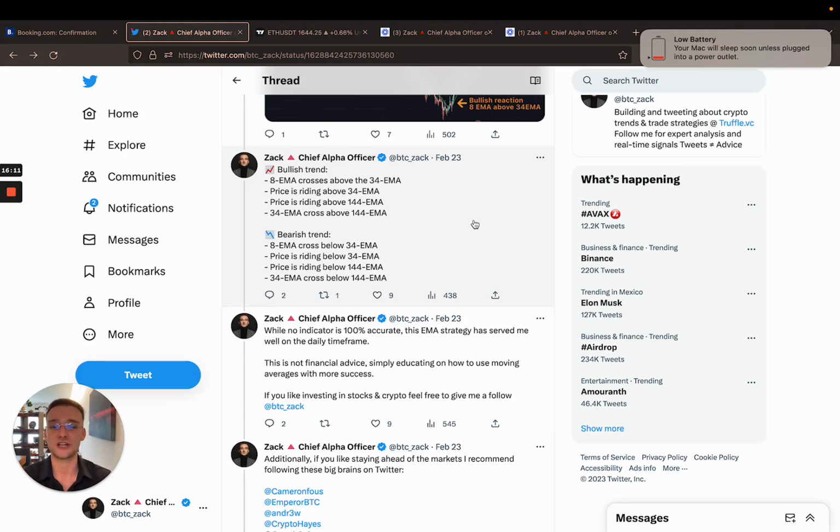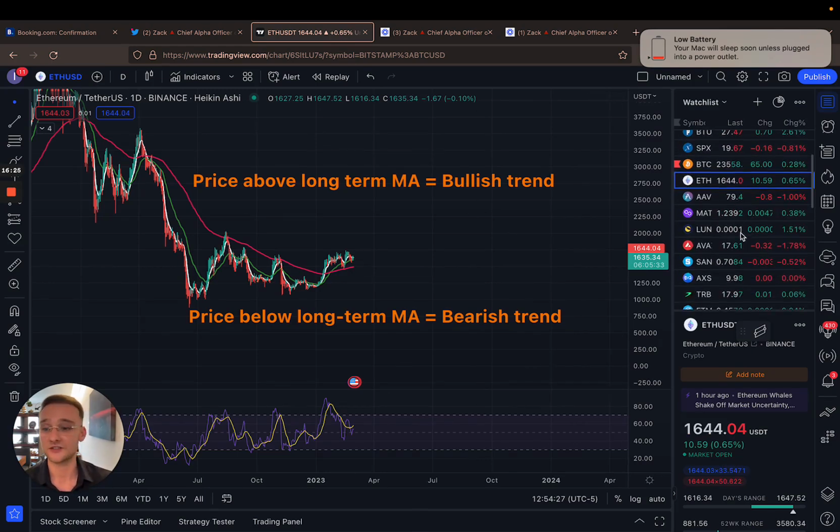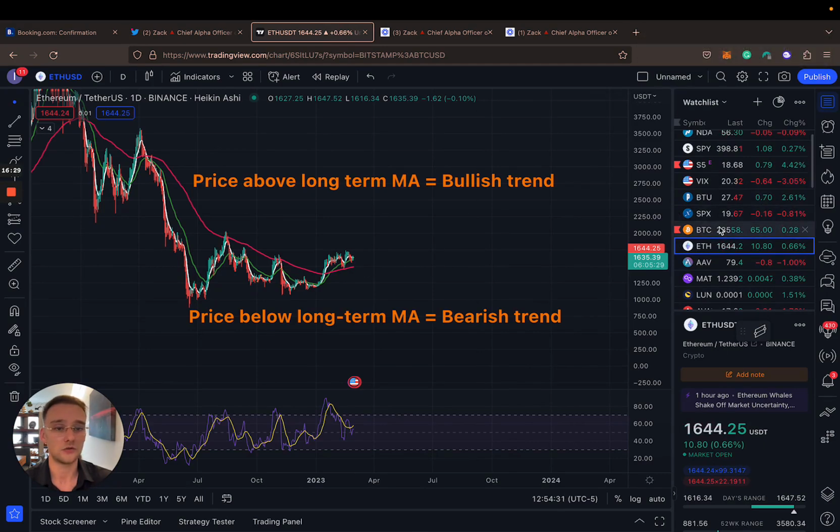I'm simply just educating on how I am using moving averages to my advantage, and I think with way more success than how most people are using them right now. So let me show you finally how to set this up and how you can do this in a very, very simple way on your chart.